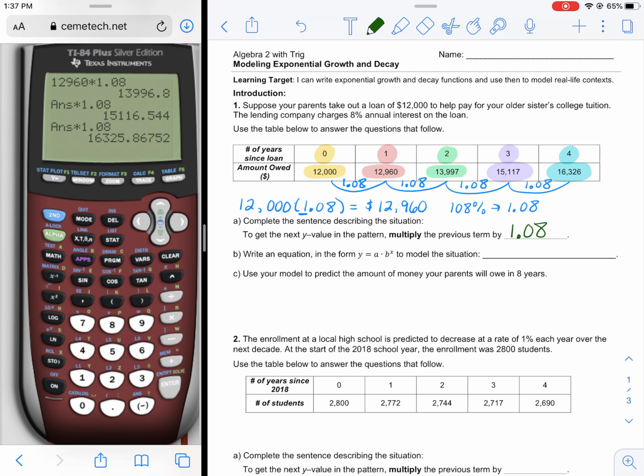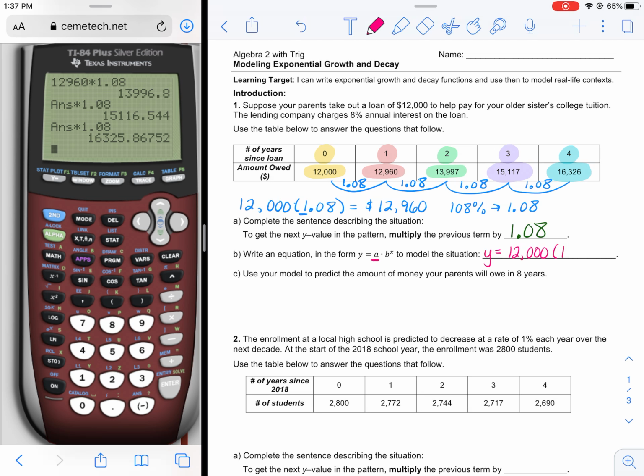Okay, the next question. Write an equation in the form y equals a times b to the x, that's an exponential model, to model the situation. Okay, so in our exponential equation, we're going to start by writing y equals. The a value is the initial amount of the loan. So we started with $12,000.